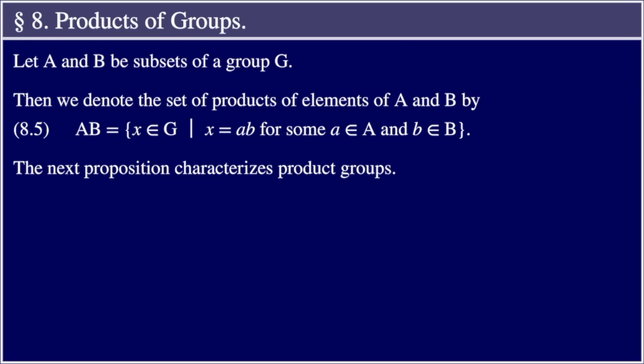Let A and B be subsets of a group G. Then we denote the set of products of elements of A and B by 8.5: AB is equal to the set of X a member of G such that X is equal to AB for some A a member of A and B a member of B. The next proposition characterizes product groups.